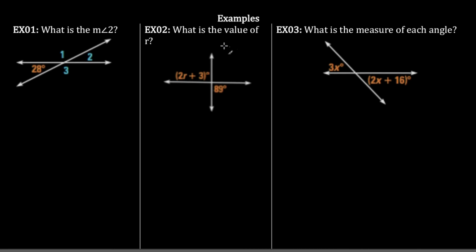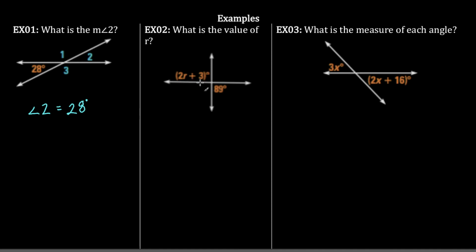So let's look at some examples. What is the measure of angle 2? Angle 2 is across from the angle that is 28 degrees. So angle 2 is 28 degrees because those are vertical angles. Vertical angles are here and vertical angles are here.